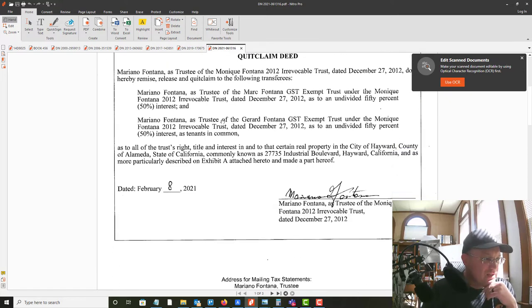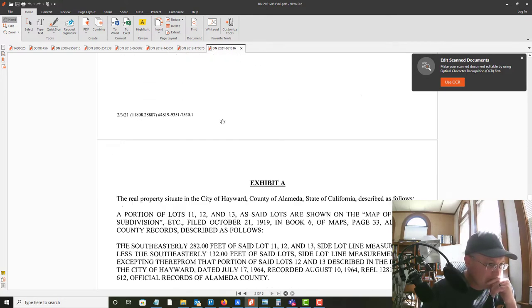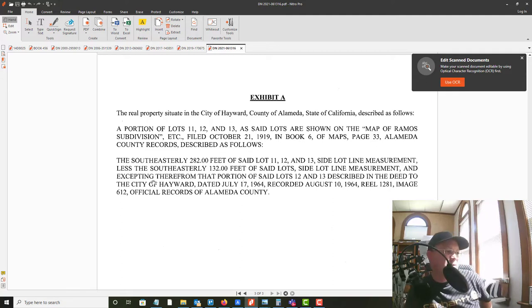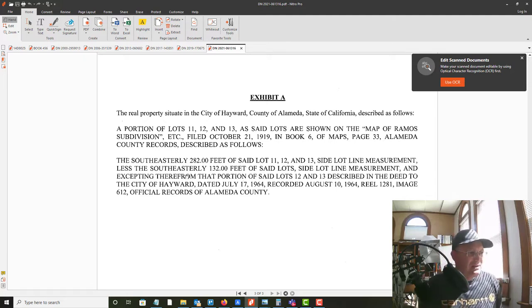We have this 2021 deed, quit claim. Okay, it is portions of 11, 12, and 13. Okay, beginning more particularly described as follows. Okay, so this is going to be important. So we have the southeasterly 282 feet of those lots, side lot measurement, less the southeasterly 132 foot side lot measurement. Okay, so we got to be really careful with this. So let's go back and look at our map and figure out which ones we're talking about here.